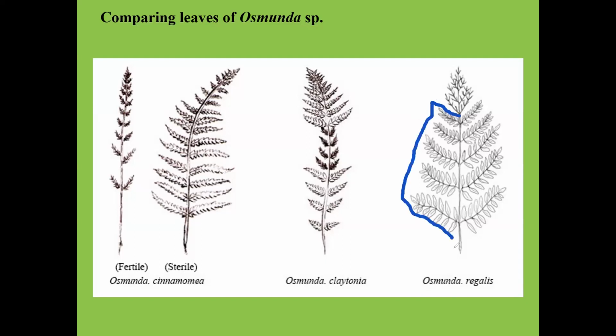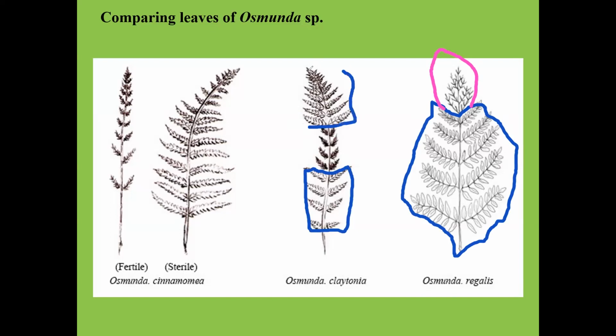This has pinna dimorphism because these pinna are green and photosynthetic, but these pinna are fertile and just bear sporangia. The interrupted fern next to it also has pinna or leaflet dimorphism because these leaflets are green and photosynthetic, and interrupting them are these pinna that have sporangia on them.